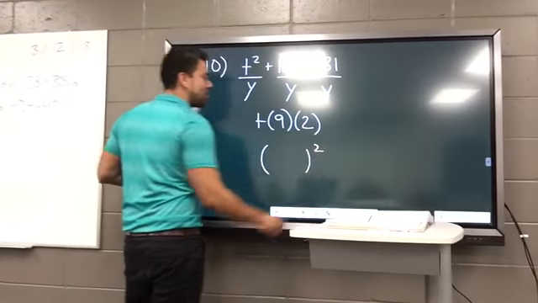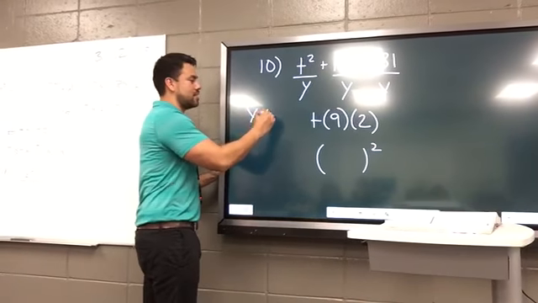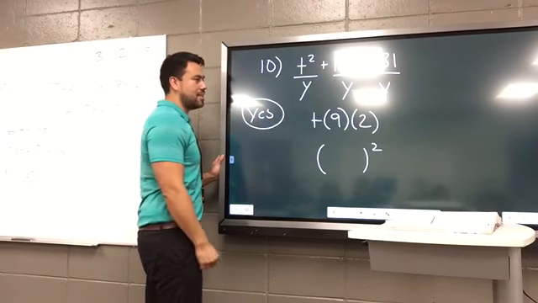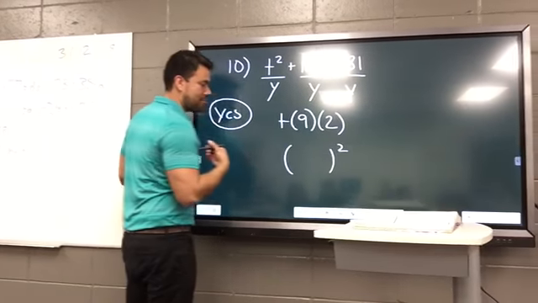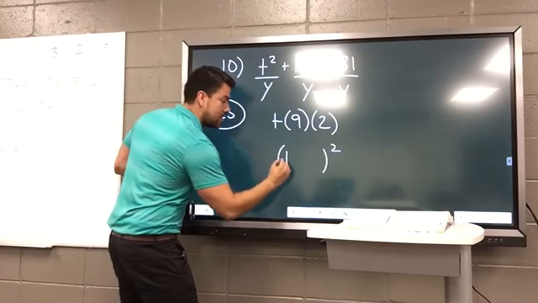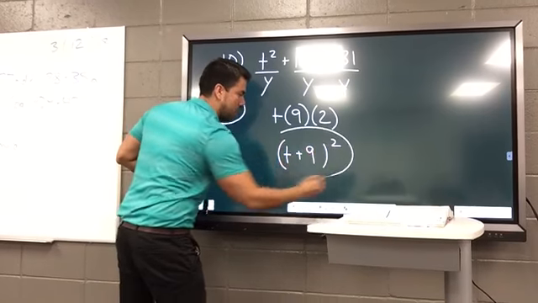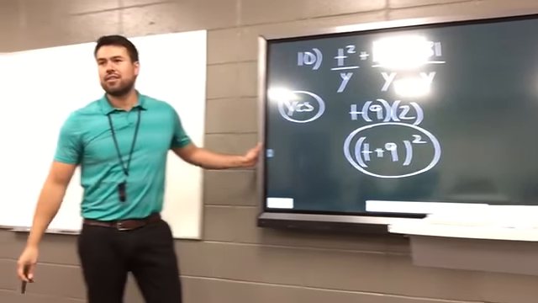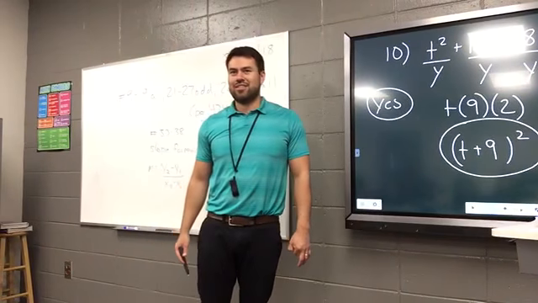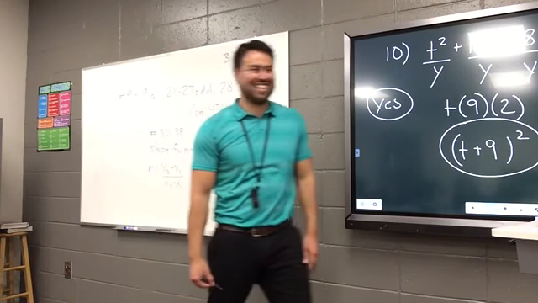If it's a perfect square trinomial, which we said yes, that's part of my answer, then what's going to be the factoring of it? T plus 9 squared. Done. What if it was 9 plus t squared? You could do that, yes.